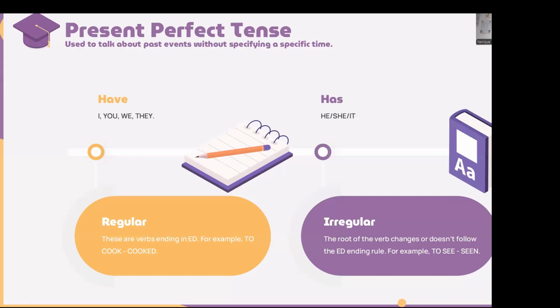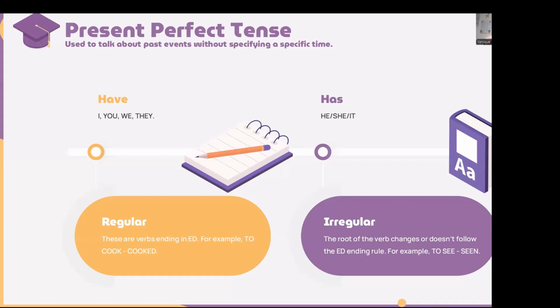What's the structure of the present perfect tense? First, we have to use the auxiliary verb have. In this case, have is not like the verb, okay? It's an auxiliary verb. We use it with other verbs to create this perfect tense. So have, we have to conjugate the verb to have in the present tense. So I have, you have, we have, they have. For he, she, it, we have to use has. So since we have the first part, now let's move on to the second part of this tense.